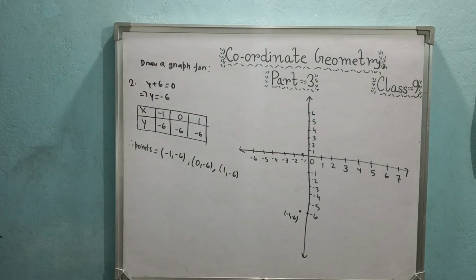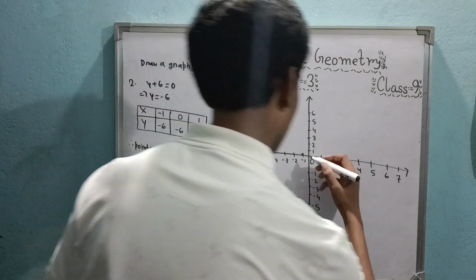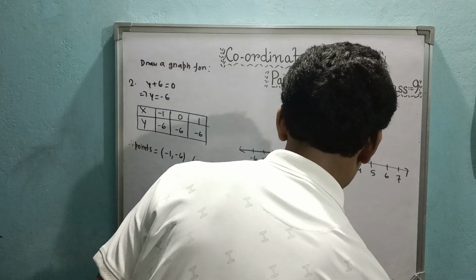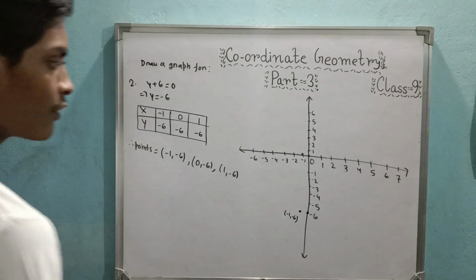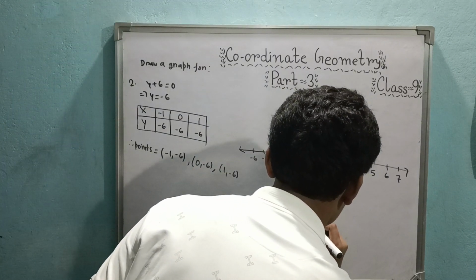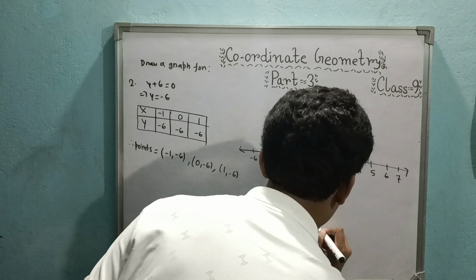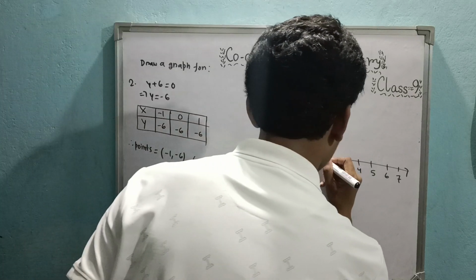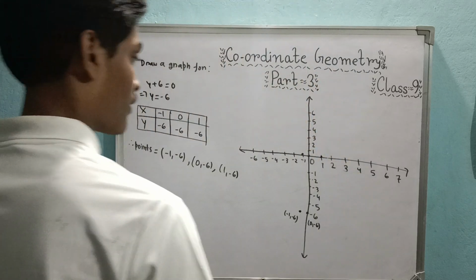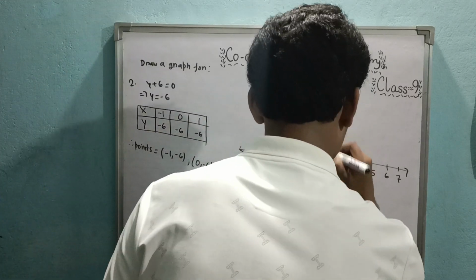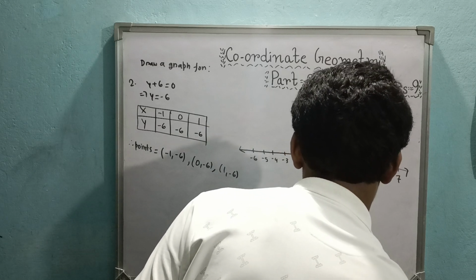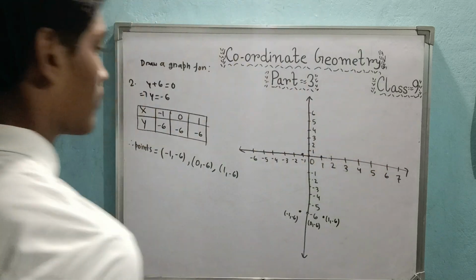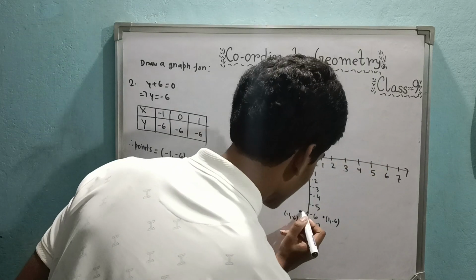Got it? Then comes 0 comma minus 6. So 0 units on x-axis here. Minus 6 units on y-axis here. So this point is 0 comma minus 6. Then comes 1 comma minus 6. 1 unit on x-axis here. Minus 6 units on y-axis here. So they seem to be intersecting at this point. This is 1 comma minus 6. Now join the 3 points here.